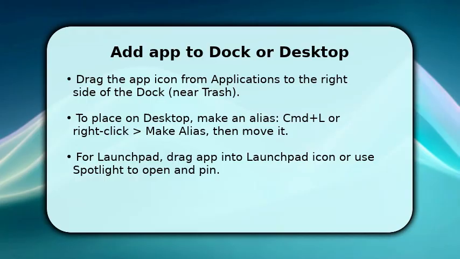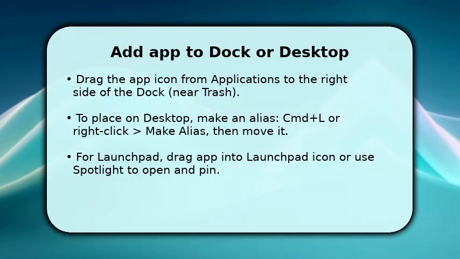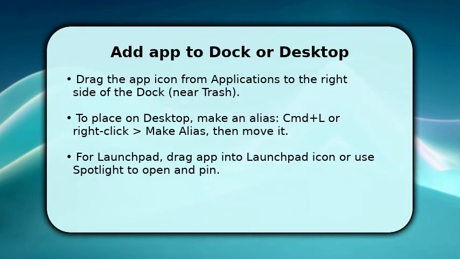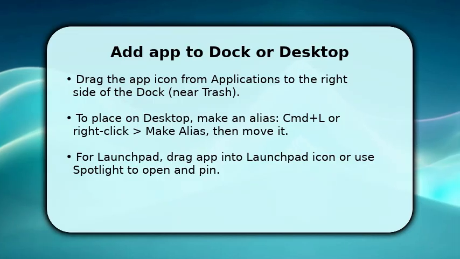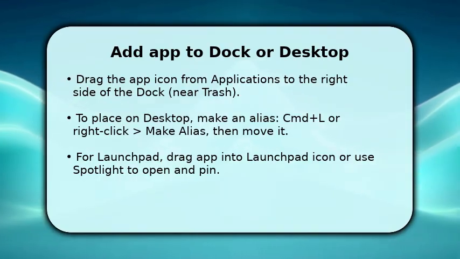If you prefer a desktop icon, make an alias with Command+L or right-click the app and choose Make Alias, then move that alias to your desktop. For Launchpad, open Launchpad and drag the app into place, or open it once and it will appear automatically for easier access. Finish by arranging icons to your liking.